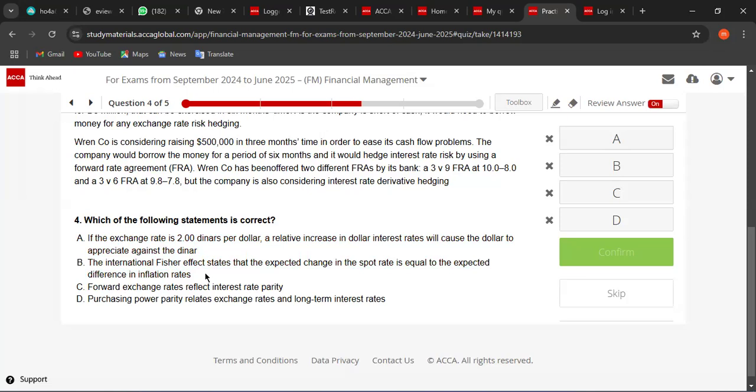Now, the international Fisher effect states that the expected change in the spot rate is equal to the expected difference in inflation rates. This is not being said by the international Fisher effect. The international Fisher effect you are using to convert your nominal rates into money rates and the money rates into the nominal rates. This is being said by the four equivalence way theory, not the international Fisher effect. The forward exchange rate reflects interest rate parity. Yes, that is correct.